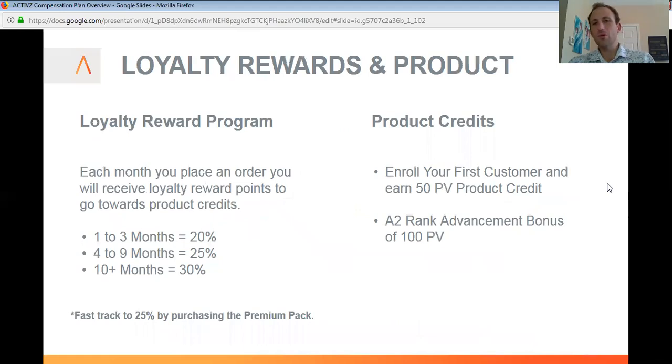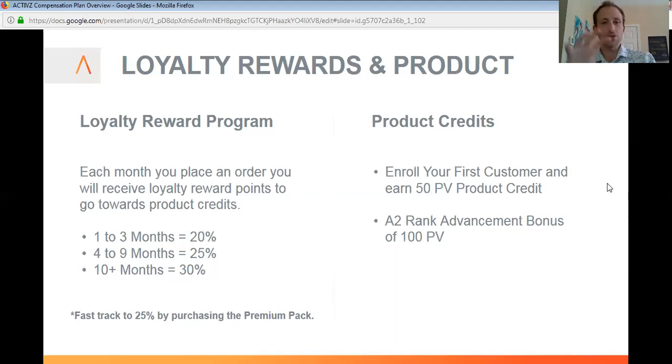Another component is the loyalty rewards and product credits. Activz is saying we're a product-focused, product-centric company, and we want to make sure that we're rewarding loyalty. People are staying on the product long-term. They're going to earn product credits that they can either use for themselves, they can use to incentivize their team, they can use to share with others, use as samples. So if you're staying on the product 1 to 3 months, you're going to earn a 20% product credit back, 4 to 9 months, 25%, and then you can see 10 months and over, 30% product credits.